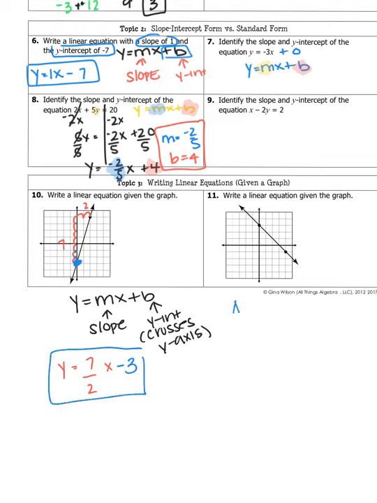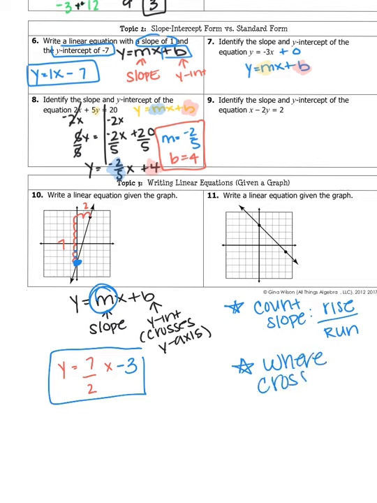So what you're going to do for 11 is first count your slope. Remember, we do that by doing our rise over run. And that's the number that goes in for m. Then you find where it crosses the y-axis. So where does it cross? That's your b. And then just plug them into y equals mx plus b.